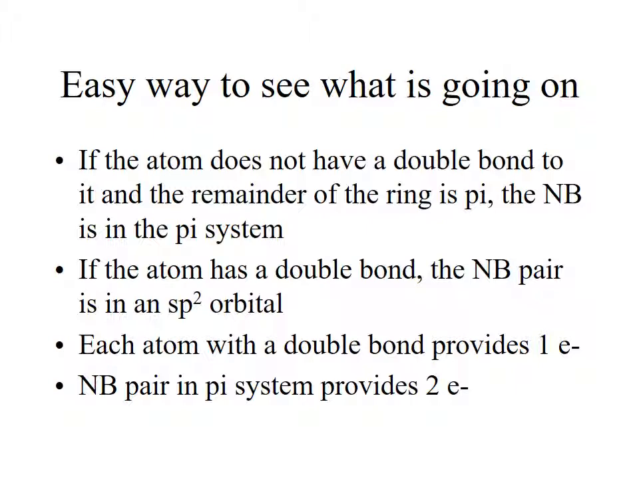Therefore, each atom that has a double bond on it provides one electron. Every non-bonding pair, that would be an atom that has no double bond to it, has a non-bonding pair that's in the pi system providing 2 electrons for all these aromatic systems. And we're going to look at several of these with the drawing so you can see this. I'll go over this all over again because I know right now your brain has just exploded.